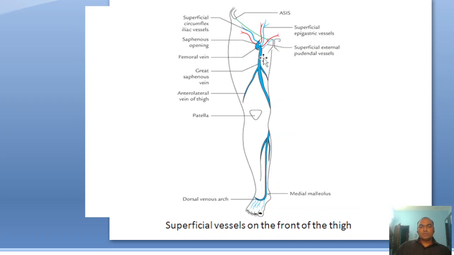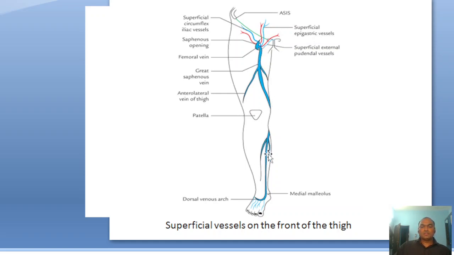It enters the front of thigh, piercing the cribriform fascia. This is the saphenous opening, 4 cm below and lateral to the pubic tubercle, an oval opening called the saphenous opening. In this saphenous opening, the great saphenous vein pierces the cribriform fascia and drains into the femoral vein. So this is the great saphenous vein.